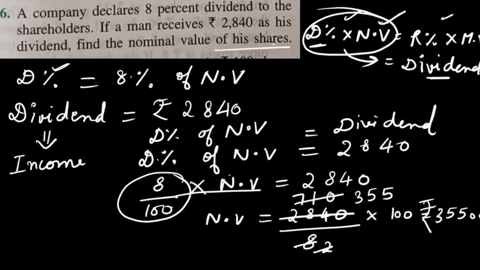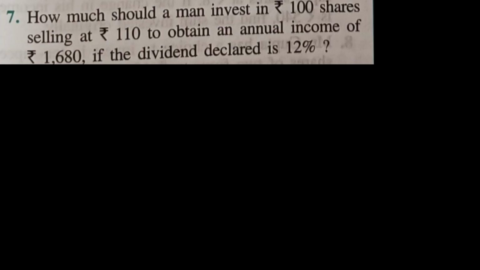So let's do the next question. Question number 7. Let's write the given things first. How much should a man invest? So clearly it is written, investment we have to find. That means we have to find investment, and investment I am writing as capital I.